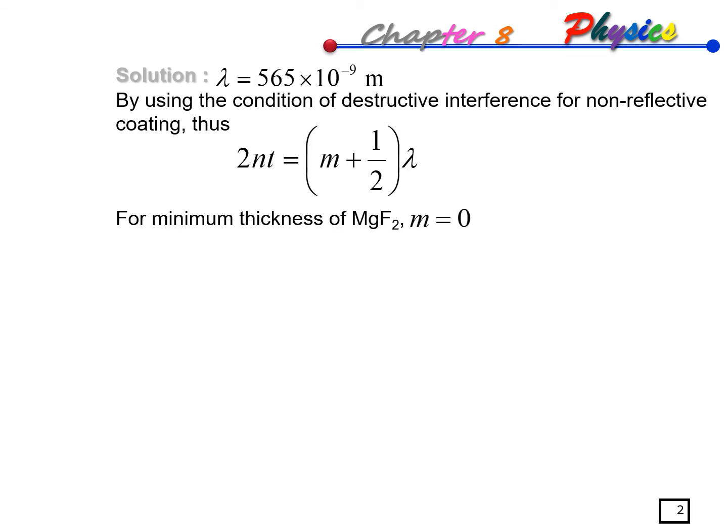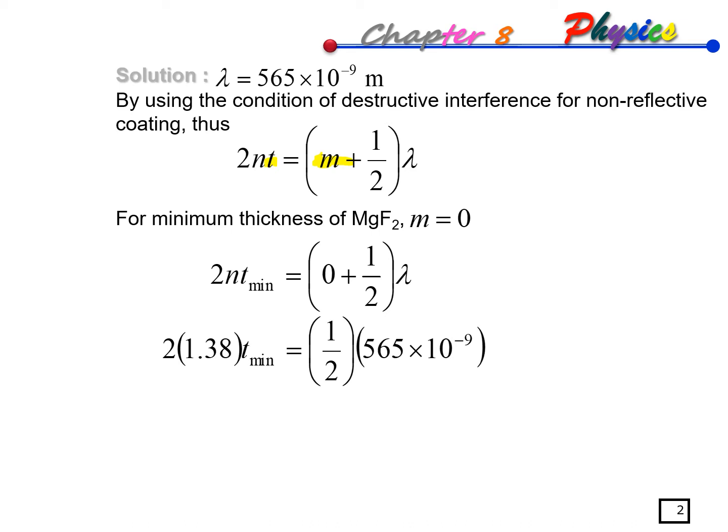Okay, so for the minimum thickness order, we will take the minimum order where we can have a value. Since it is m plus half lambda, zero order you still can have a value. That means we will end up with minimum thickness, because t is directly proportional to m. So add in the value.